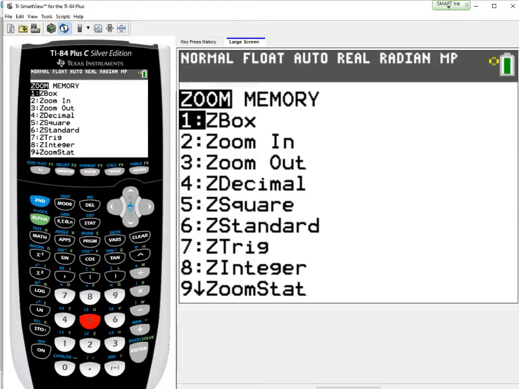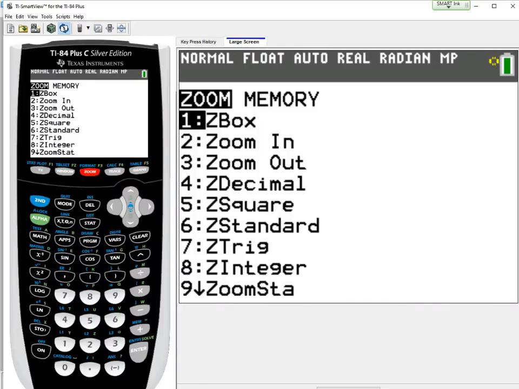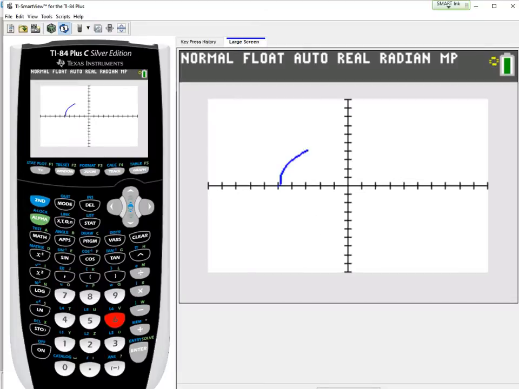If you want to see it in circular form, we'll zoom square. Oh snap, that's not good. Let's do standard first. Let's just do it in the standard form. So there's the first one, the positive, which is the top half, and then this is the bottom half. Now, of course, this is not a square window, but there's your circle.